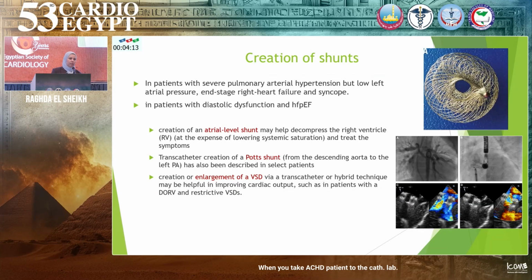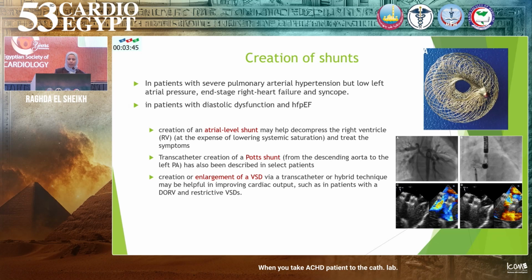This is one entity. The other entity is that, instead of closing the defect, we can create a shunt. As my colleague just said, we can create a shunt at the atrial level in two situations: either in right-sided pulmonary hypertension, to relieve the pressure in the right ventricle, or in some cases of HFpEF and diastolic dysfunction in the left ventricle, to relieve the high left ventricular pressure.